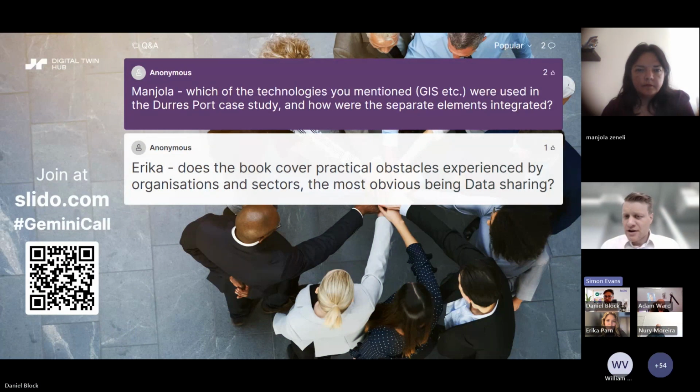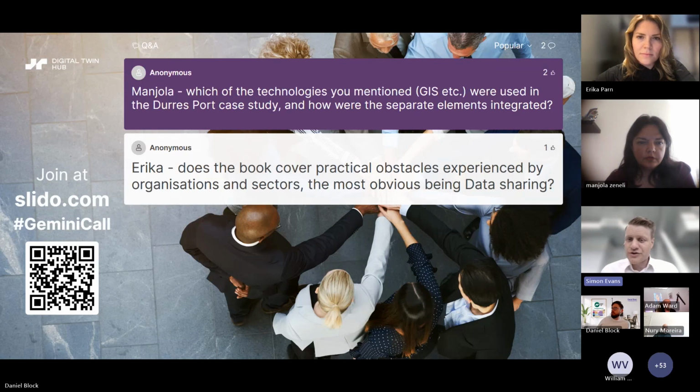Manjola, the first question is, which of the technologies you mentioned, GIS, etc., were used in the port case study, and how were the separate elements integrated?